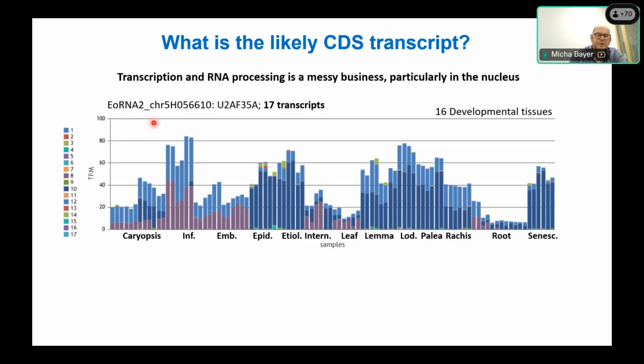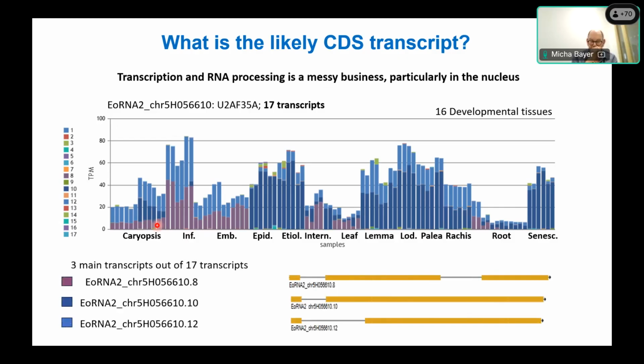So I've given you this example here, which is U2F35A, a splicing factor, and it has 17 different transcripts. But you can see from the information, and I've just taken one study only, which is 16 developmental tissues, that there are about 3 main transcripts there. Out of all the 17 transcripts, there are 3 main transcripts that seem to be transcribed at any sort of level of expression. So you can then pull out and find out what these transcripts are. In this case, we've got 3 transcripts, which are 8, 10, and 12. And you can see the gene models for those here on the right-hand side.